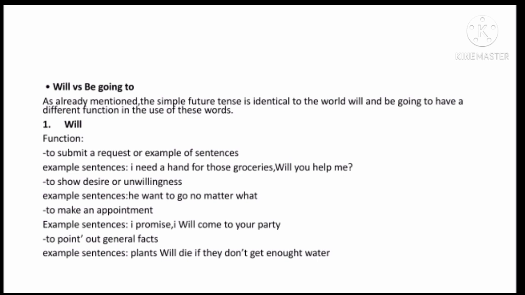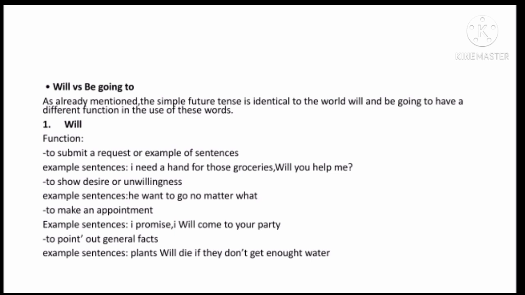Next, will versus be going to. As already mentioned, the simple future tense is essentially the words will and be going to, which have different functions. Will: A. To submit a request. Example sentence: I need a hand with those groceries. Will you help me?